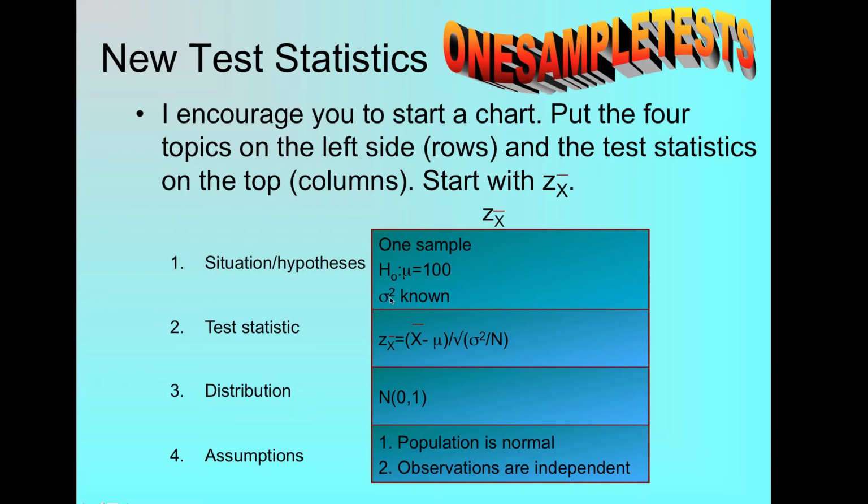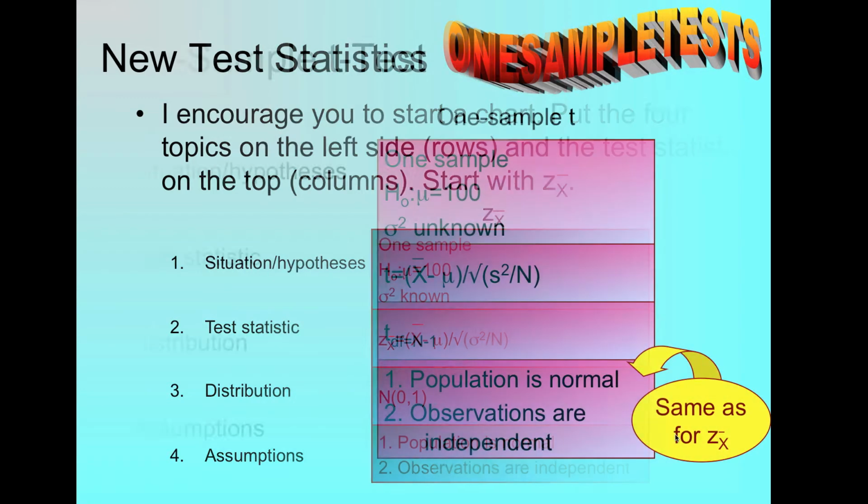Let's see here, the variance here, sigma squared, is known in this case, and this is something that is certainly the case with Z, but not for some of these other test statistics, as we'll see. The test statistic itself is the formula for Z sub x bar. Okay, we've seen that before. The distribution also we've seen before, with a mean of 0, a mu of 0, and a variance of 1. And assumptions here, population is normal, observations are independent. Okay, so we've seen all this before.